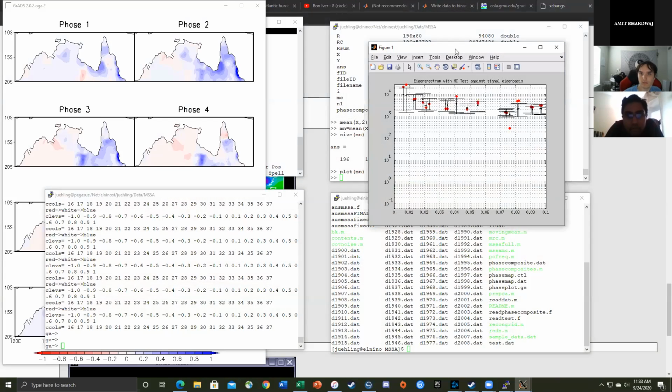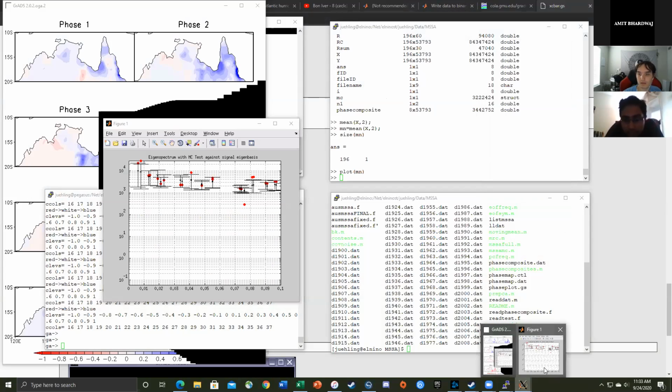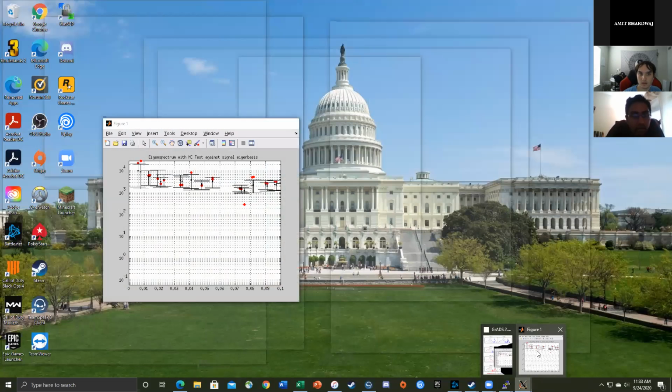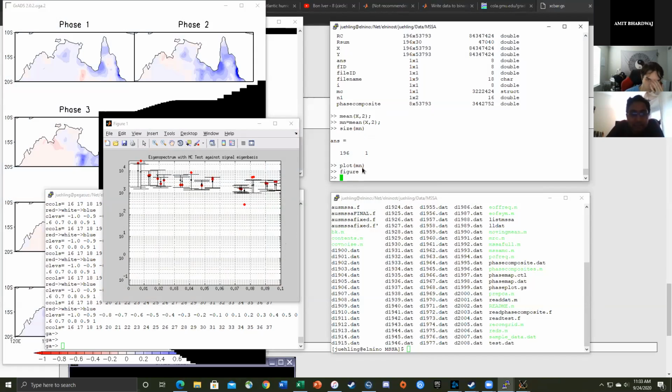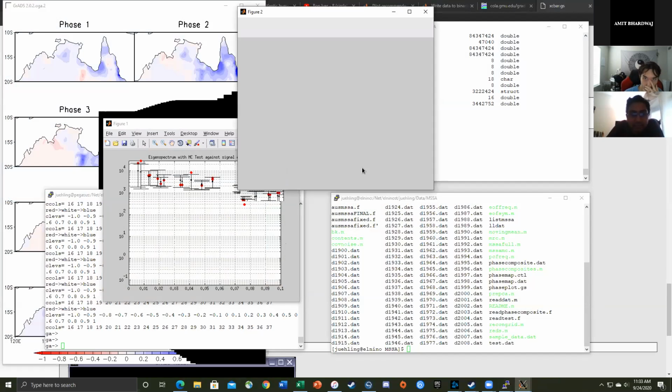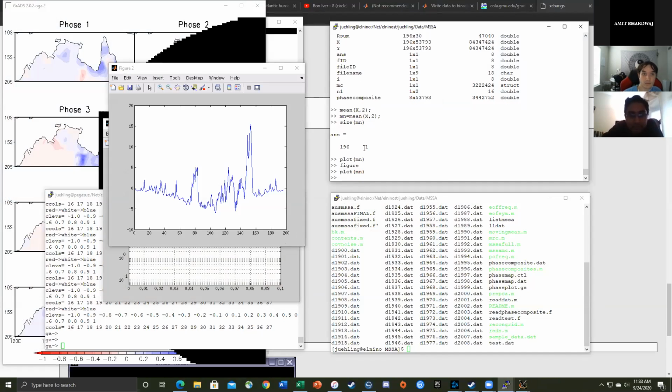Where is the plot? I don't know, it is plotting in the phase composite figure itself. Can you type figure, figure, enter, and then just plot mn? Okay, so it gives the plot.